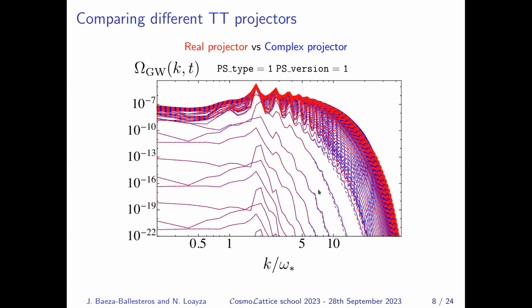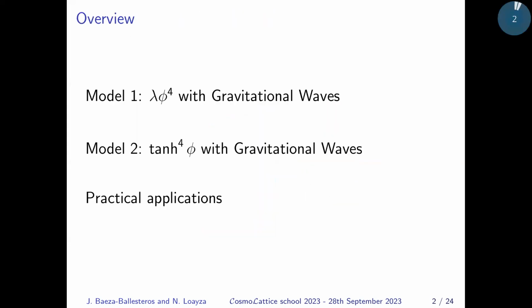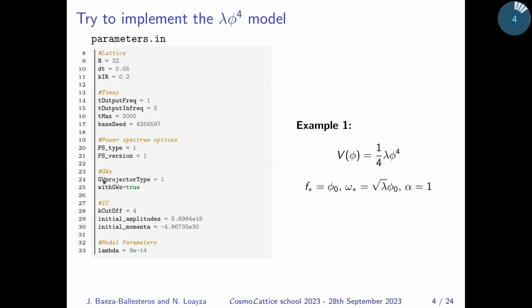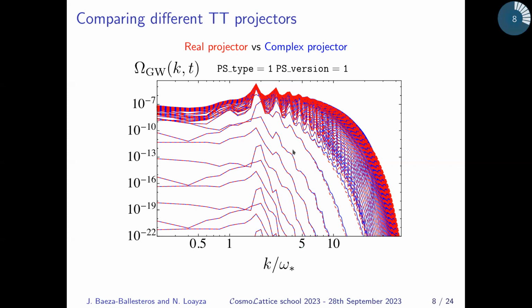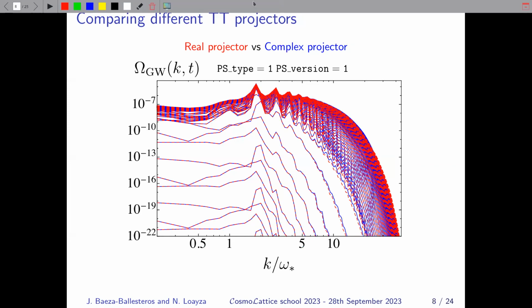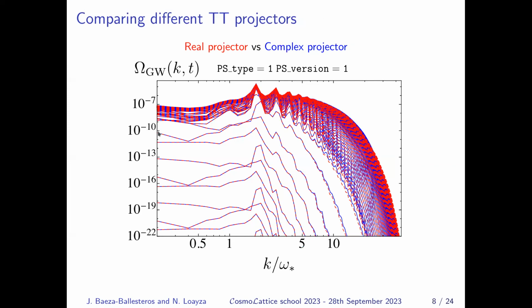So you observe that there's some difference between using the projectors. This is the parameter here, the projector type. The 1 is the real one, and the 2 and the 3 are complex versions. What you can see is that in reality, there is not much difference between using one or the other. The difference is mainly in the ultraviolet. If we were to cut the spectrum, for example, if we only plot up to 10 to the minus 10, then the difference is almost negligible.